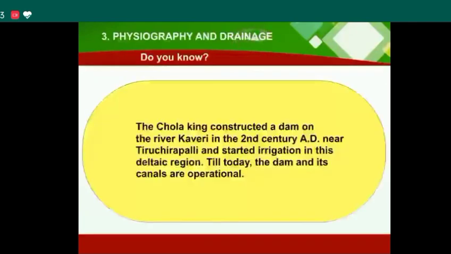Do you know, the Chola king constructed a dam on the river Kaveri in the 2nd century AD near Tiruchirappalli and started irrigation in this deltaic region. Till today, the dam and its canals are operational.